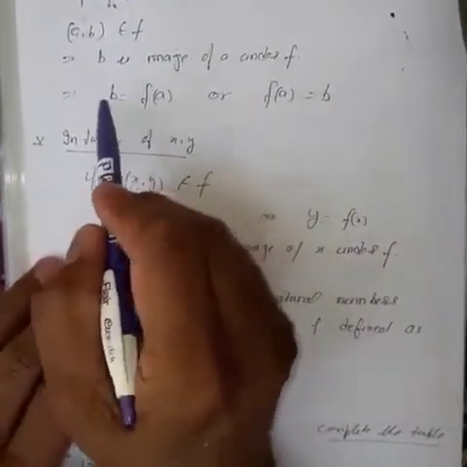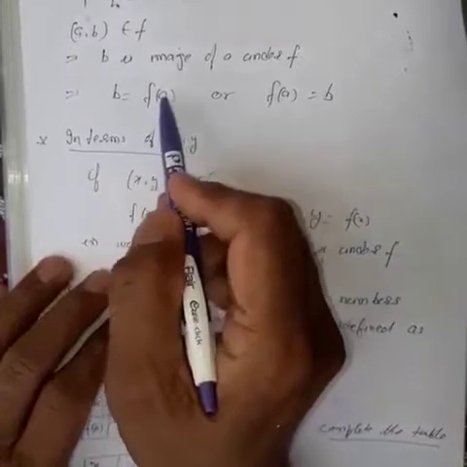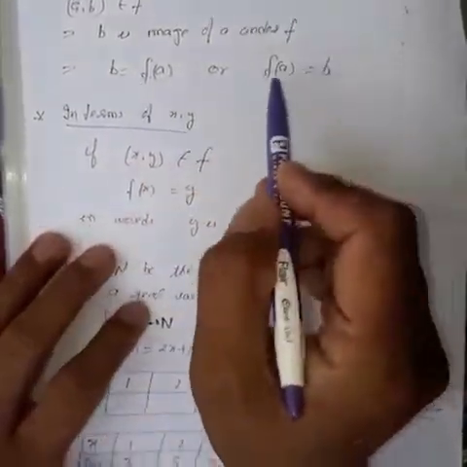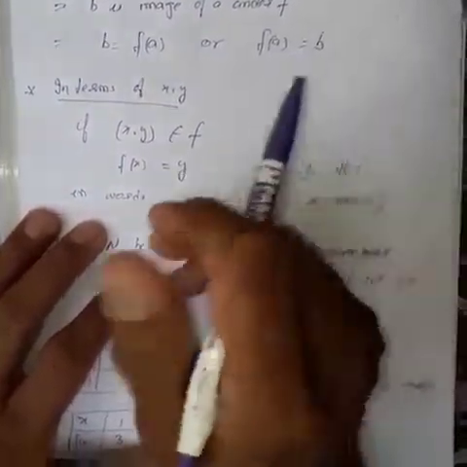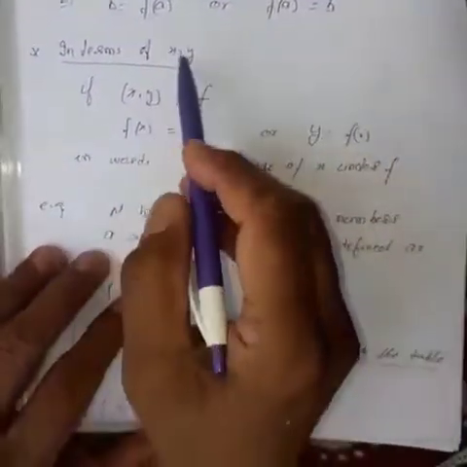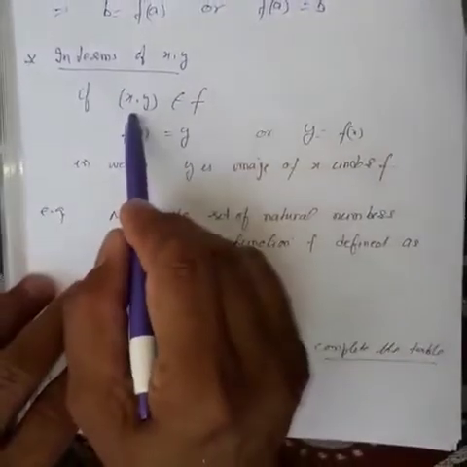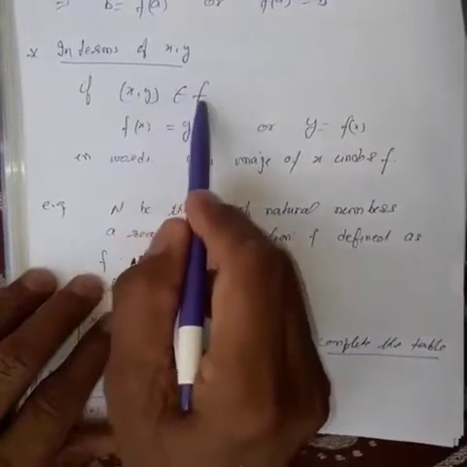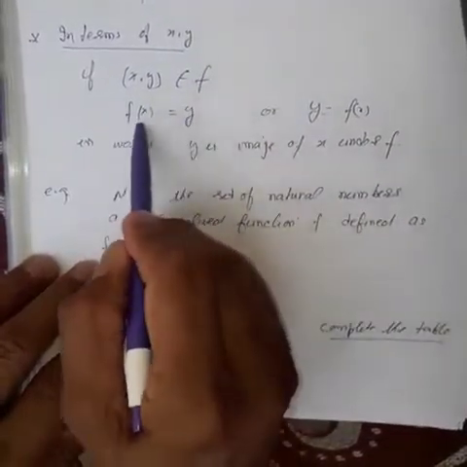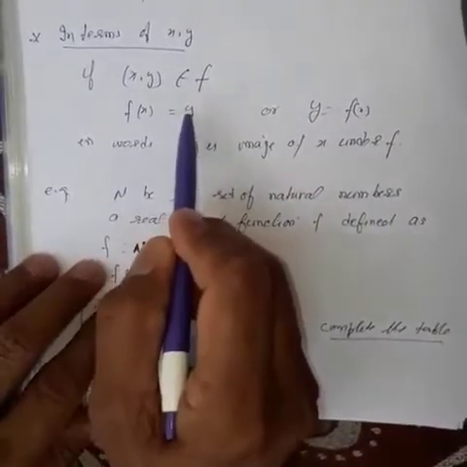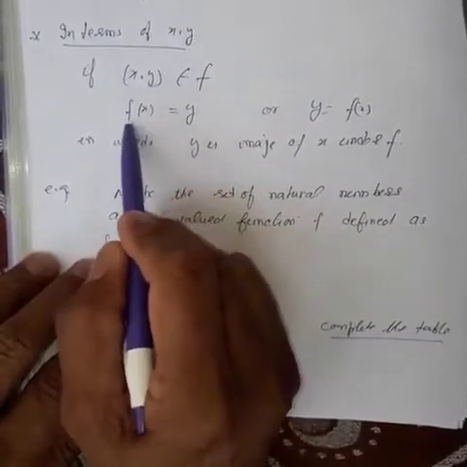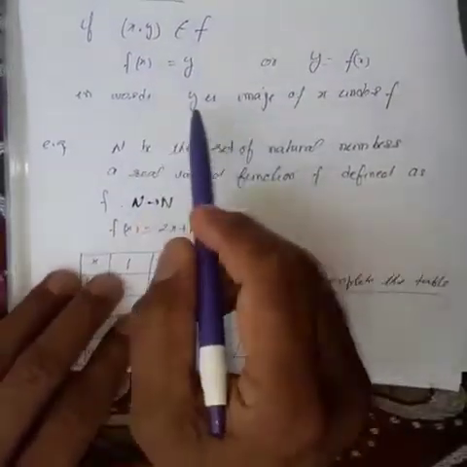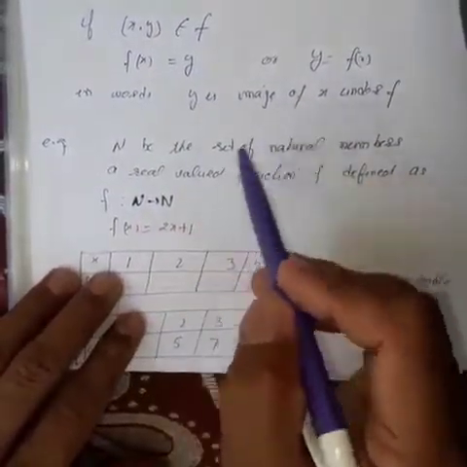It means we can also write b is equal to f(a). It is the image of a under f. It is also written in this way. So b is also written in the form f(a). Similarly, if you select terms as (x, y), let (x, y) be an element of f, then y is the image of x under f. It can be written like this: y is equal to f(x). It means y is the image of x under f. So in words, y is the image of x under f.